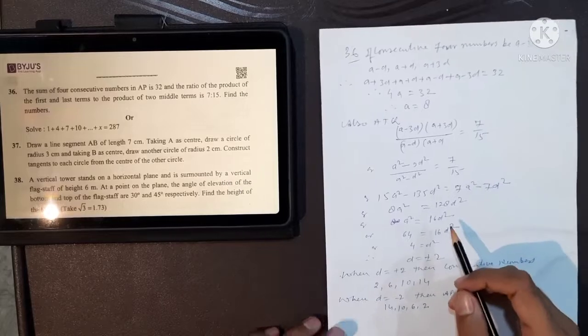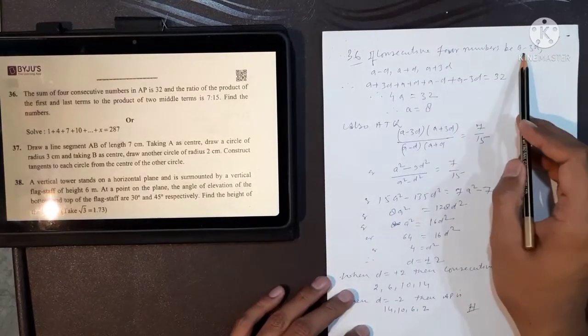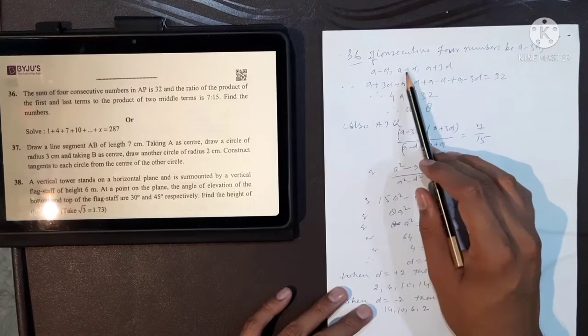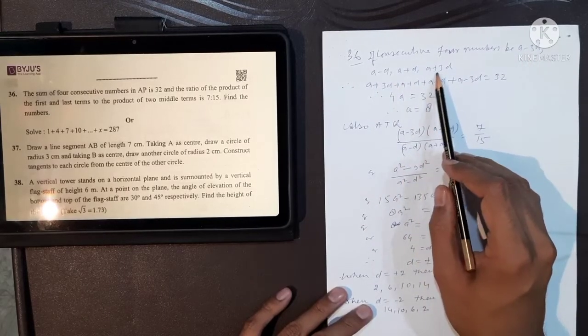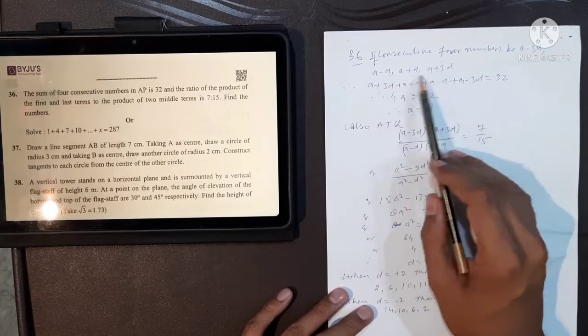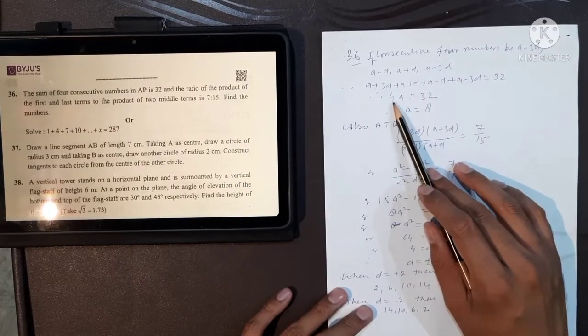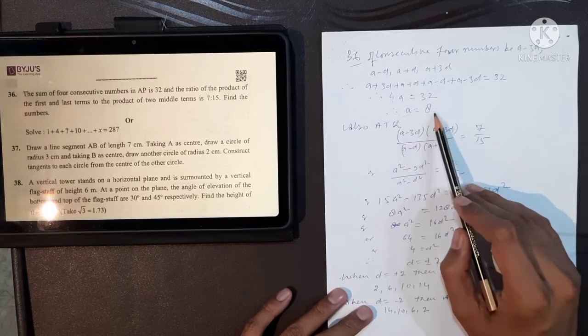We move on to question number 36. We assume that the four terms are a minus 3d, a minus d, a plus d, and a plus 3d. So upon addition of all the terms, we will have 4a is equal to 32, so a is equal to 8.